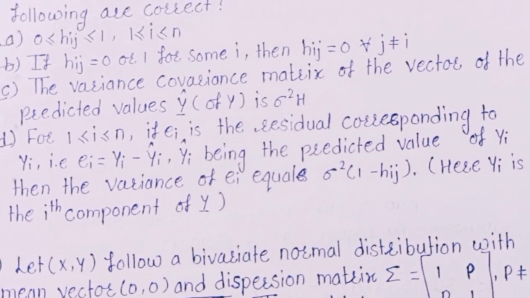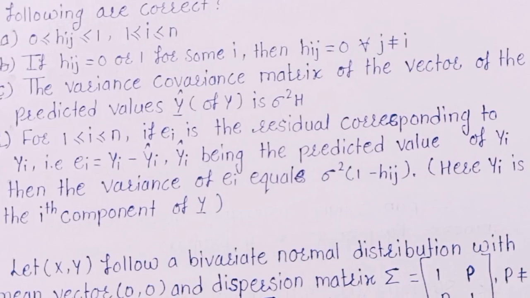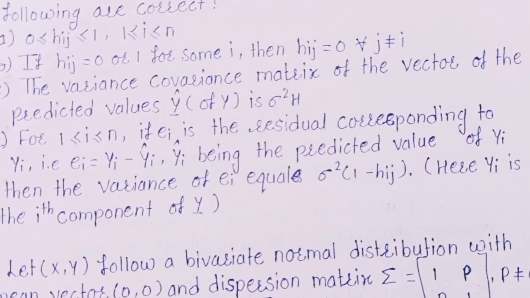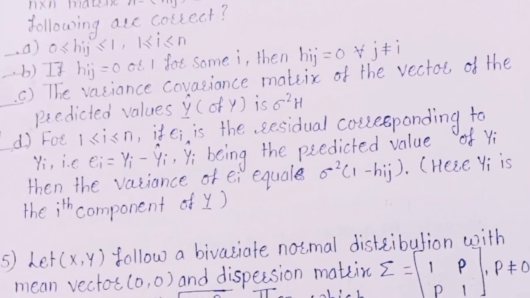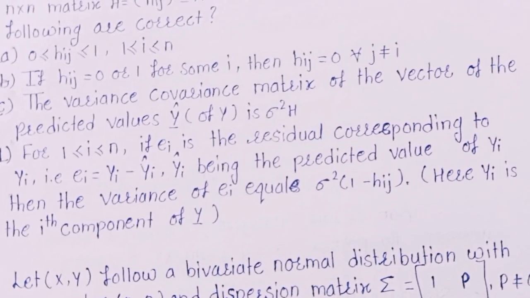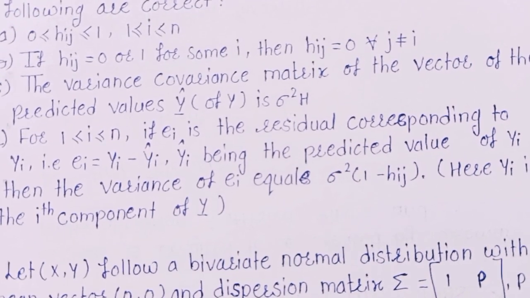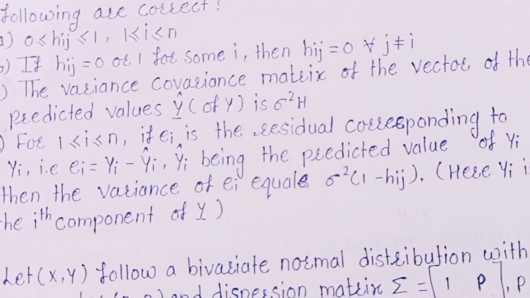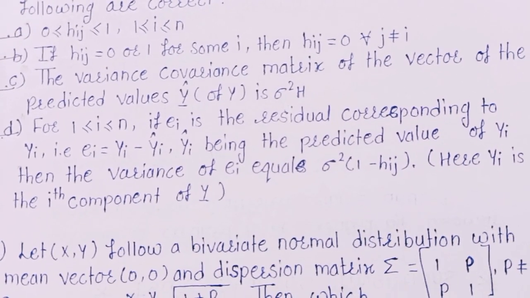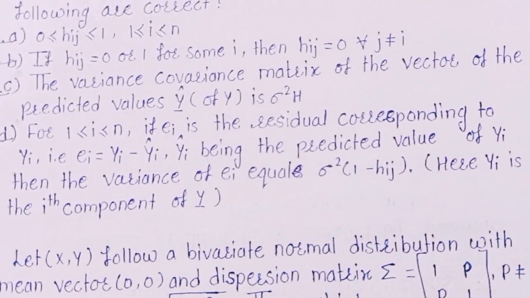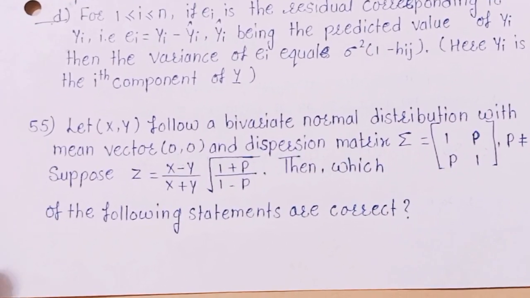The option: for 1 less than or equal to i less than or equal to n, if ei is the residual corresponding to yi, that is ei equals yi minus yi cap, yi cap being the predicted value of yi, then the variance of ei equals sigma square times (1 minus Hii). Here yi is the ith component of y.